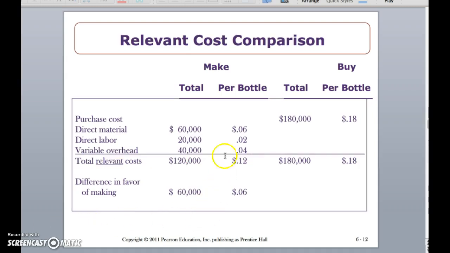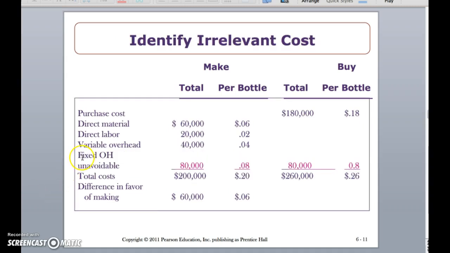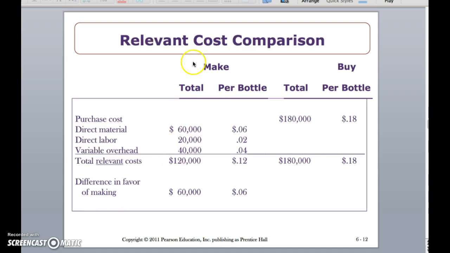In this next slide, it only lists all the relevant costs. It did not include the irrelevant cost of $80,000, which is the fixed overhead. That is the unavoidable cost. So if we take this line off, that will be this relevant cost comparison.